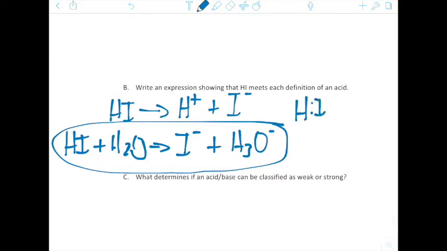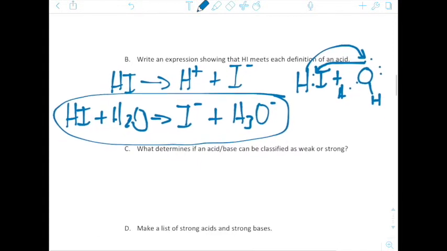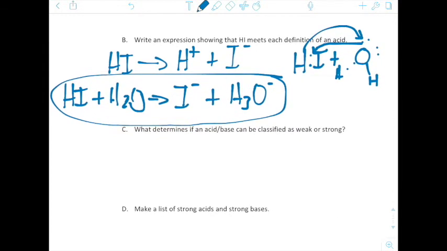So we would show the electron movement with the Lewis structures. And we would say that this hydrogen goes here and bonds, and that electron goes with iodine. It says what determines if an acid or base can be classified as weak or strong. The amount of ionization determines if it's weak or strong. Strong means that it completely ionizes.